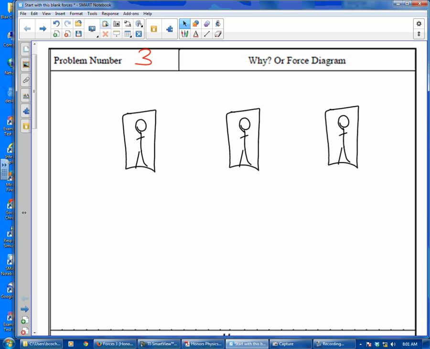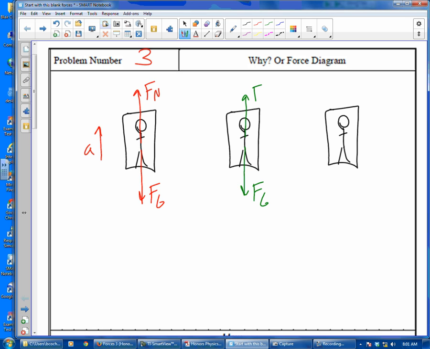Alright, we have our 3 situations, A, B, and C. F sub G. Now remind me, what does a scale measure? Anybody? Normal force. So in all of these, what we're looking at is the normal force. They're asking for the scale readings. Those would be your 3 force diagrams that you would be graded on as the Y's for this problem.